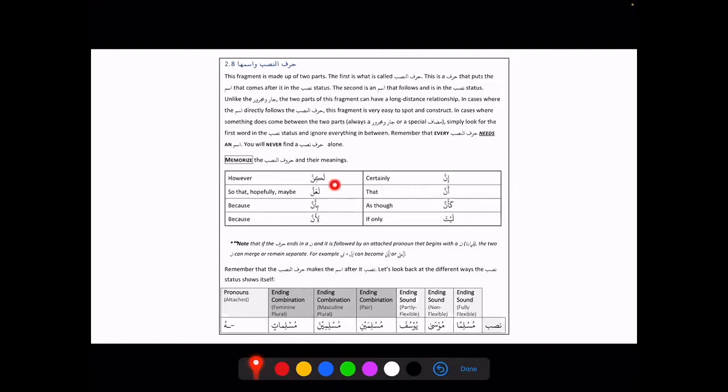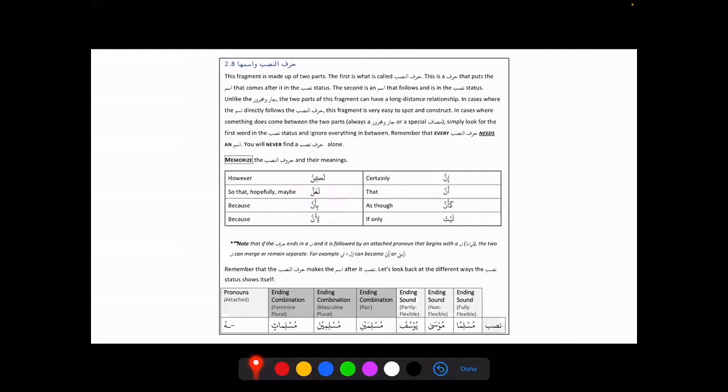Then we have lakinna. Lakinna means however. La'alla. La'alla means so that, hopefully, maybe. You will see in Quran Pak a lot. La'allakum tashkurun. La'allakum tuflihun. All these phrases we will see in Quran Pak. Bi anna. Bi anna means because. And then li anna is also because.